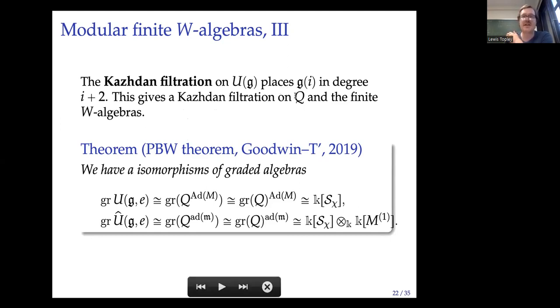But it descends to a Kazhdan filtration on Q and on both of these finite W-algebras. And the PBW theorem for these finite W-algebras just says that the associated graded algebra is the coordinate ring of the slice. The hard bit of the theorem, of course, is that the graded of the invariants is equal to the invariants of the graded. That requires a spectral sequence argument. And similarly, we prove this statement here. I won't say any more about that, but these are the extra invariants which are knocking around because Lie algebra invariants are not the same as group invariants.